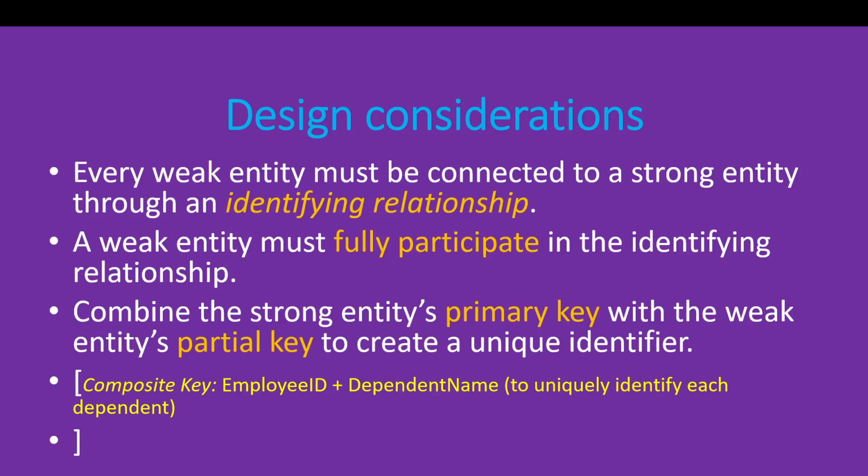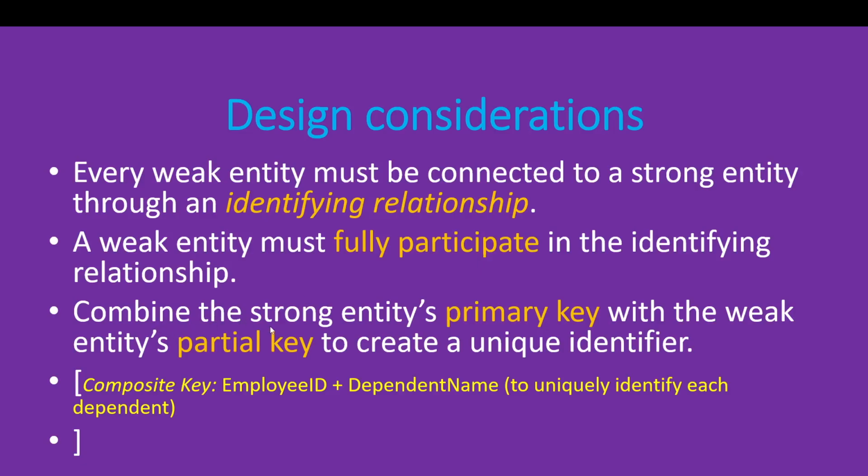So these are the design considerations, whether you are performing the ER diagram design or doing the normalization. We'll cover that part. We have 3 points here. The last point is basically used for normalization time, these 2 points are the key points, and the second point is used for the ER diagram. Every weak entity must be connected to a strong entity through the identifying relationship. This is the keyword you can remember, because it sometimes comes in questions. And a weak entity must fully participate in the identifying relationship. It cannot partially participate in the relationship.